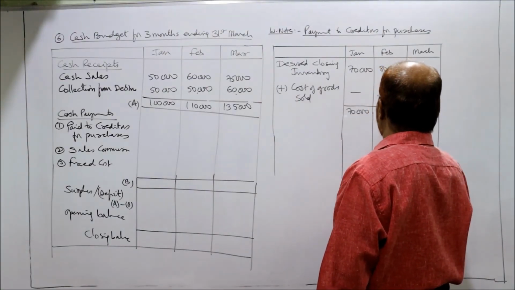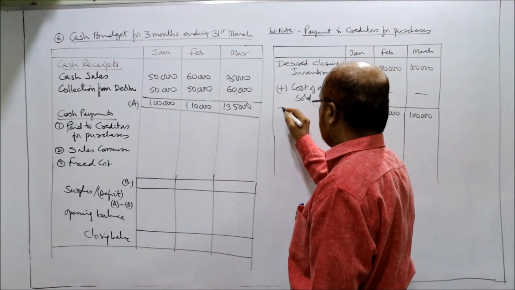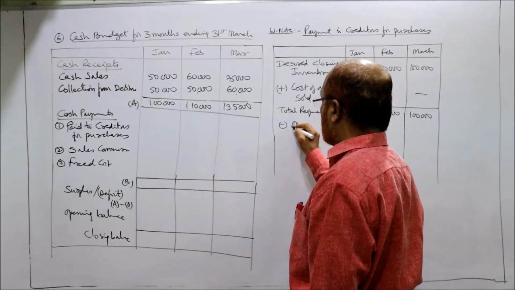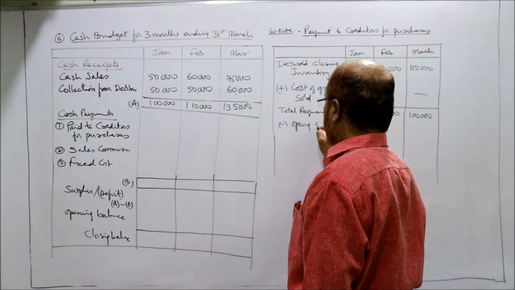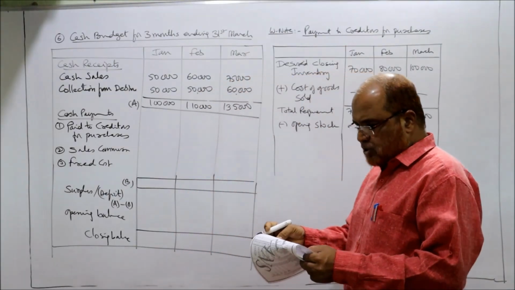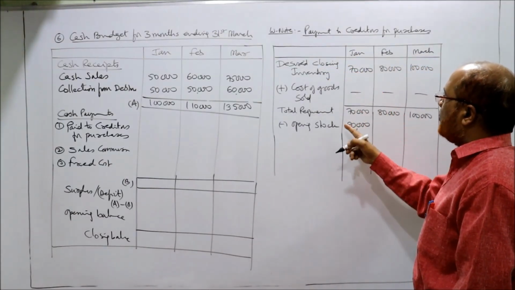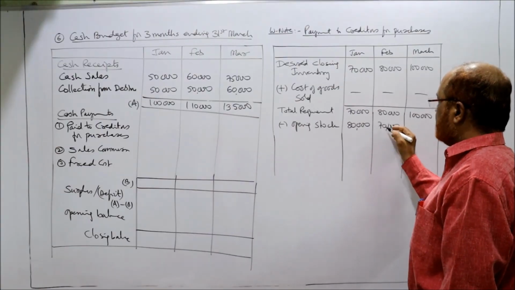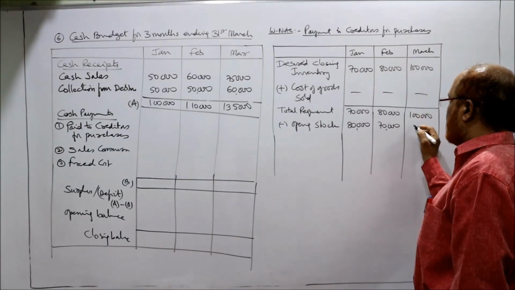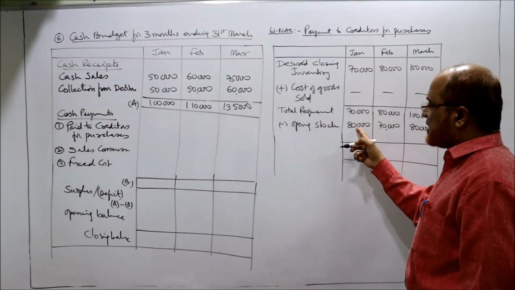70,000, 80,000, 1 lakh. From this, total requirement. Less opening stock. Opening stock is given in the problem, stock in the beginning of the year. The opening stock of material is 80,000. Here the closing stock of January will become opening stock of February. This closing stock of February will become opening stock of March. And this opening stock of January is given in the problem, 80,000.